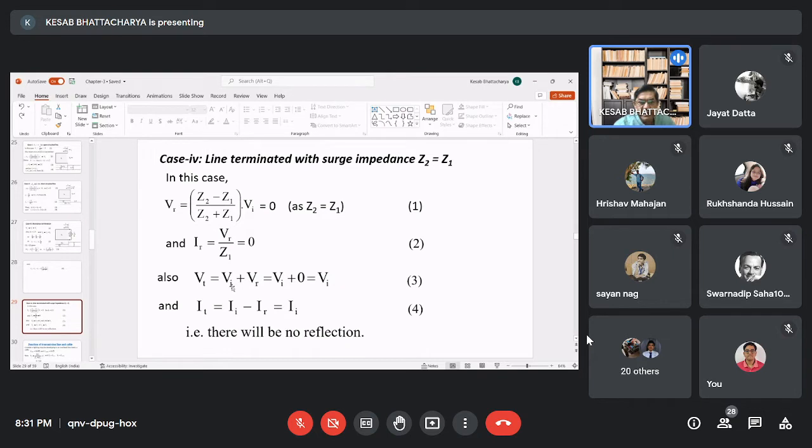And VT is equal to VI plus VR, that is equal to VI, since VR is equal to 0. That is, the entire amount of incident voltage is transmitted forward. And IT is equal to II minus IR, since IR is equal to 0. Therefore, the entire amount of incident current also is transmitted forward. So there will be no reflection. And this feature is very well used in different laboratories and in other parts.